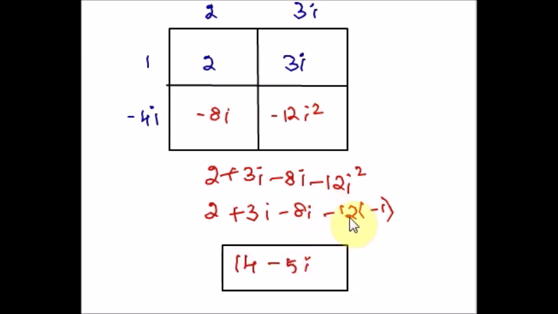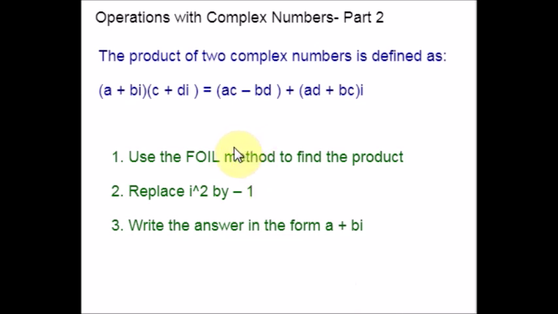Okay, now let's summarize the steps. The product of two complex numbers is defined by this rule. Let a plus bi be one complex number, and c plus di be another complex number.